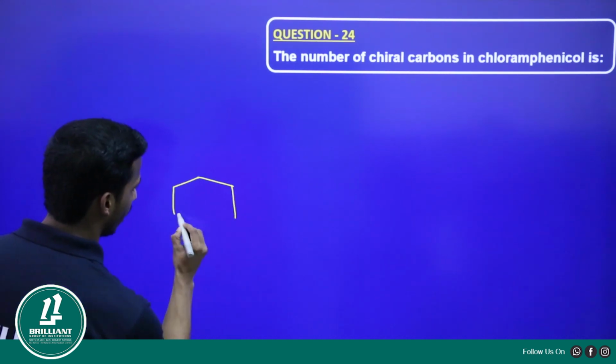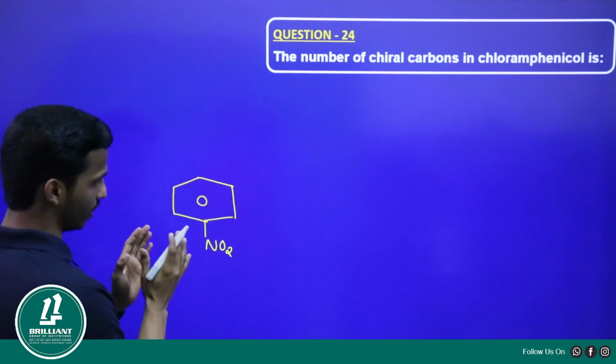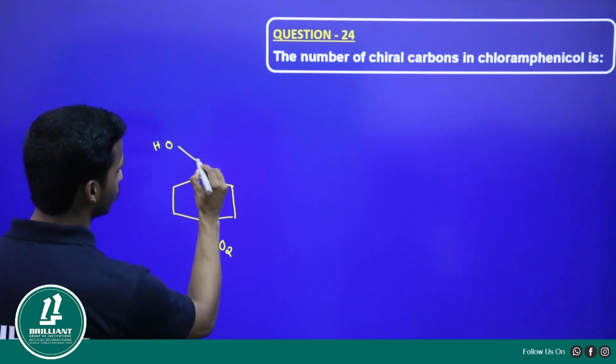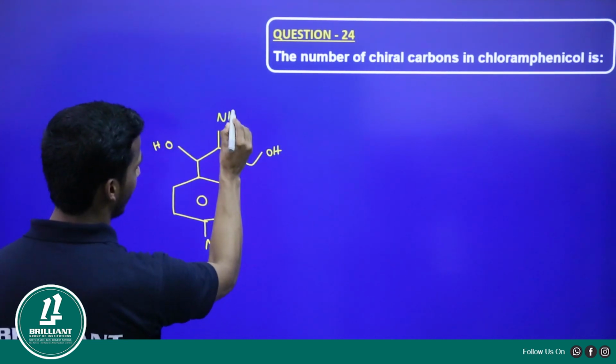It has a benzene ring. Its para position is attached with a nitro group, and this is connected with one OH, and here another OH, and we have NH.